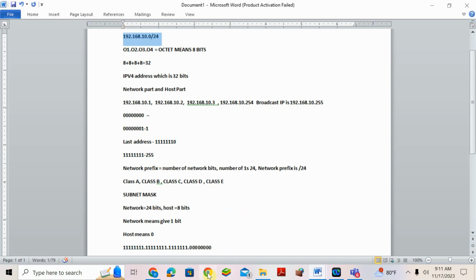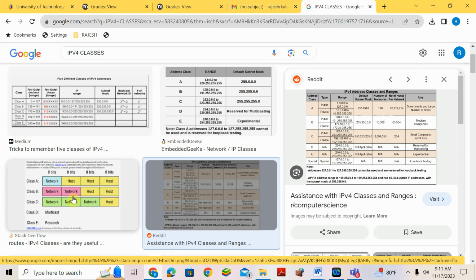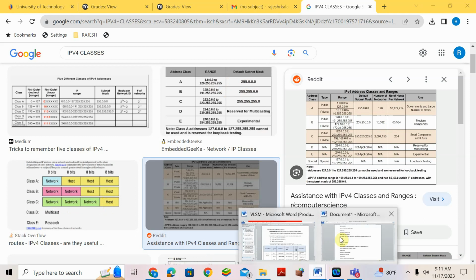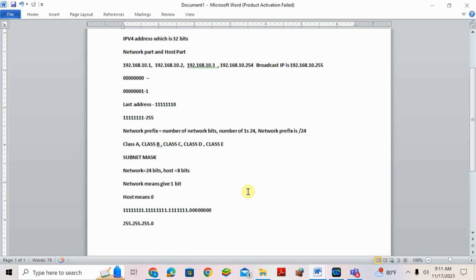Class C means we have the theory. What is the theory for class C? First three octets network, last octet host. So 24-bit network. That's why we have 24 here. And total 32 bits, so the remaining 8 bits will be host. Okay, network is 24-bit, host will be 8-bit. How do we calculate the subnet mask? How many ones are there? Put the ones here, 1, 1, 1. Okay, 24 ones. So convert this into decimal and we'll get 255, 255, 255.